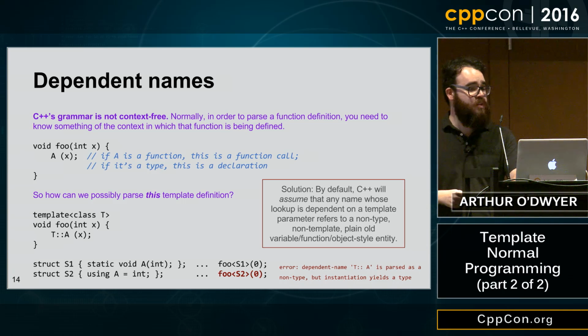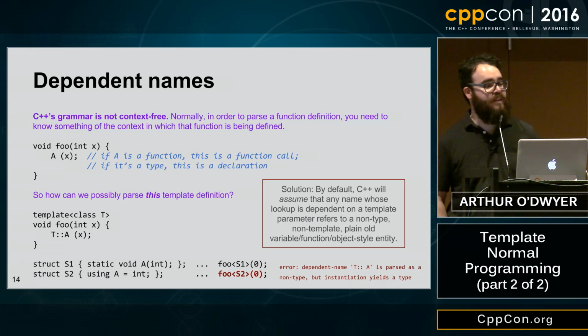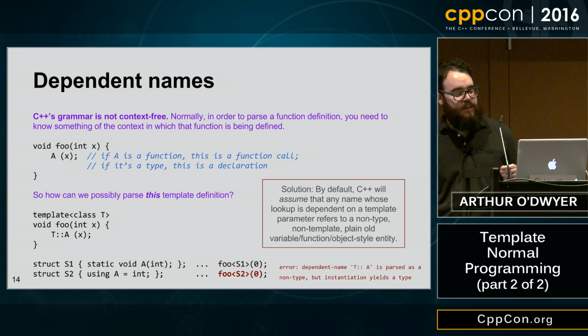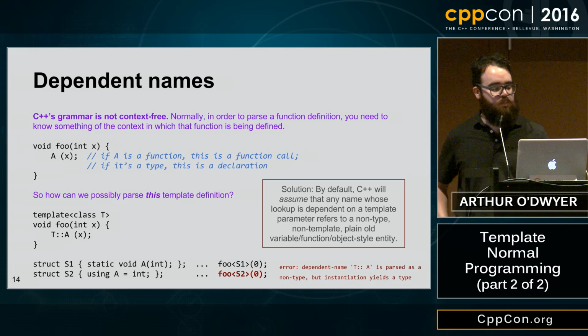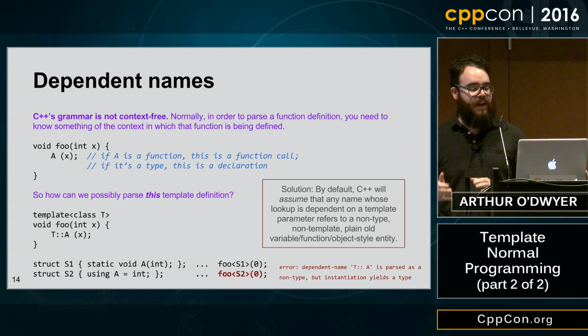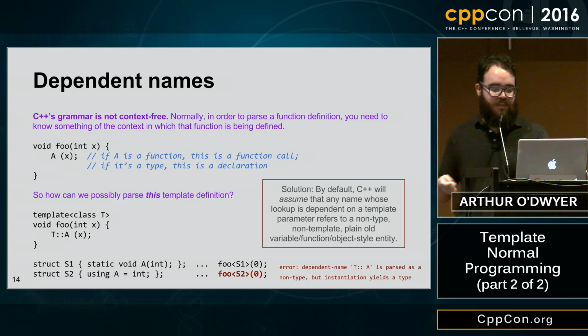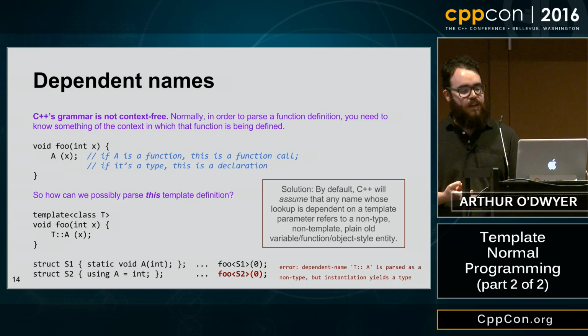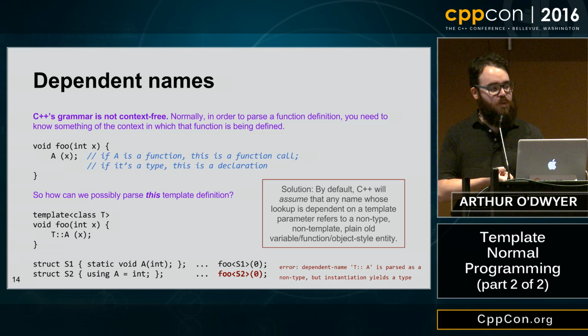foo of S2, if we try to compile that, it's going to instantiate it, and it's going to say S2::A is some plain old thing that I'm going to call with X. Oh, but it's not a plain old thing, it's int. Well, that doesn't make sense. It's going to give you an error. It's going to say it was parsed as a nontype. I assumed it was a nontype originally. But instantiation of foo of S2 yields a type, so hard error.